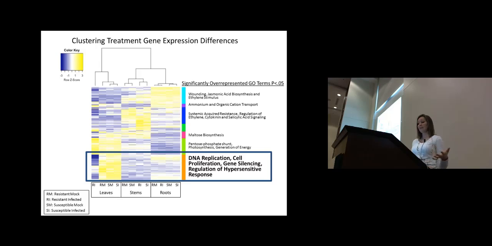So the treatment effect that we see is happening in the leaves. The resistant infected leaves are blue, when the rest of the susceptible treatments are in yellow. So when they've been infected, the resistant plant is responding differently.